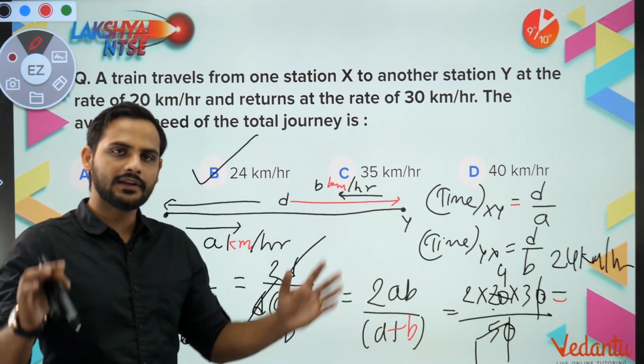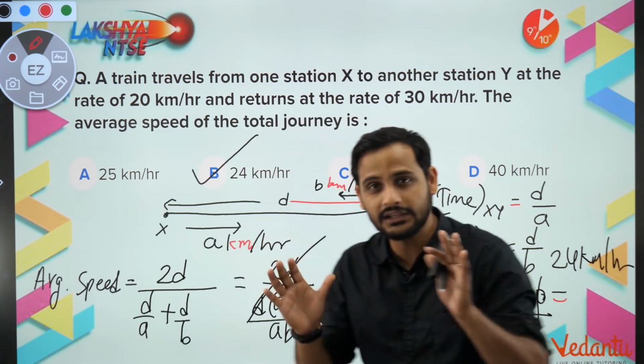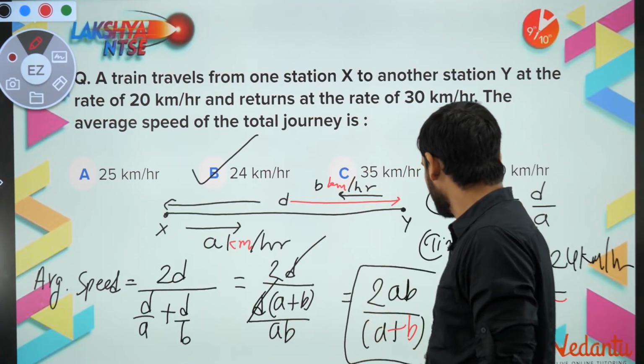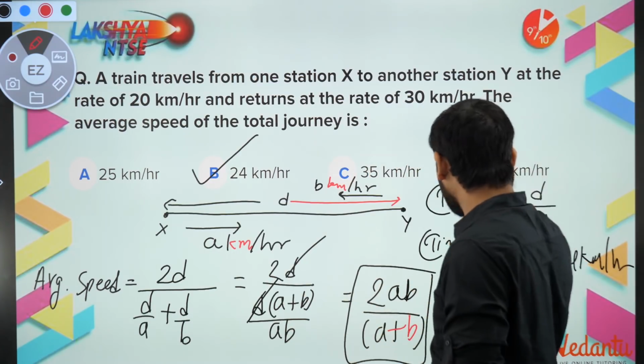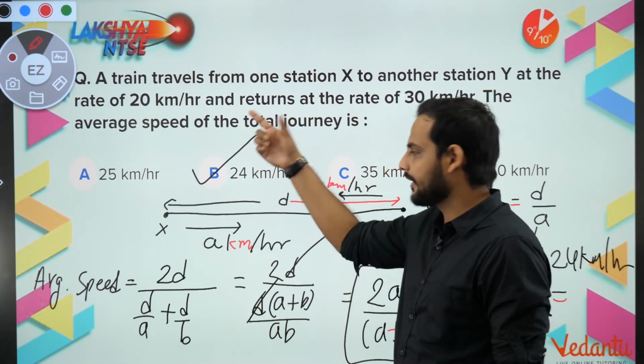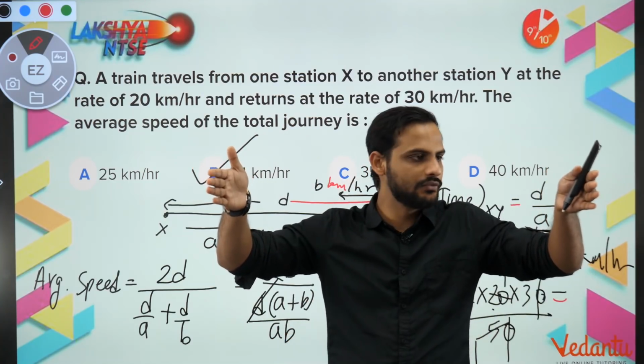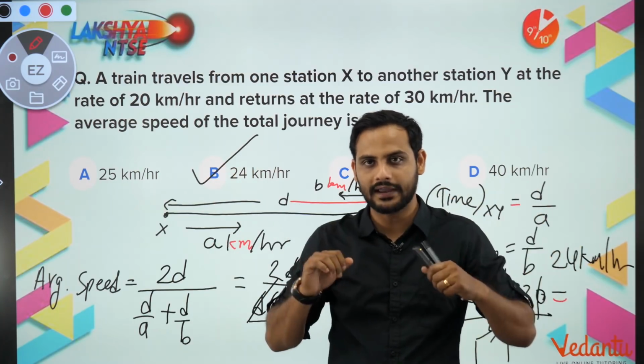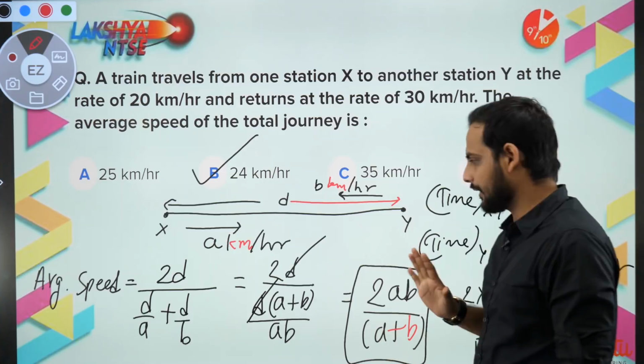So again, as you will see, I have not used any new concept. I have just found a simple formula for a particular kind of question so that I don't have to do this much. When a person is moving between two points, from here to here, and the speed is given for both sides, you will do 2AB upon A plus B.